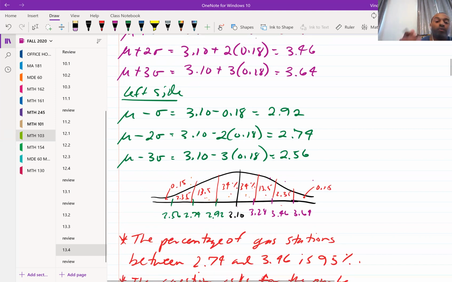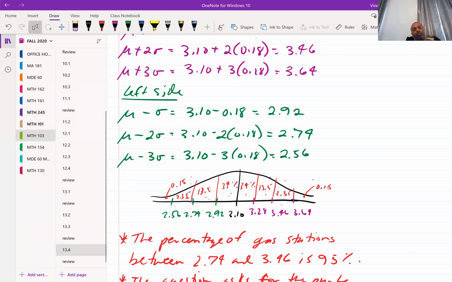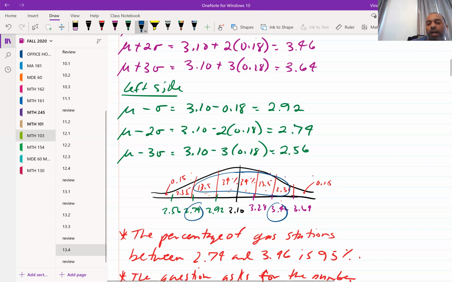All right, so for A, we want to know the percentage, and we look at the red statement that I have down here: the percentage of gas stations between 274 and 346. So 274 is right here, 346 is right here. So we're going to add these percentages together that are in between those two values, and that would be 95%.